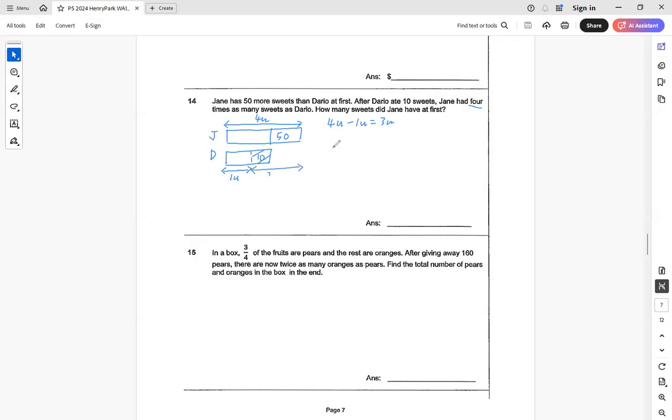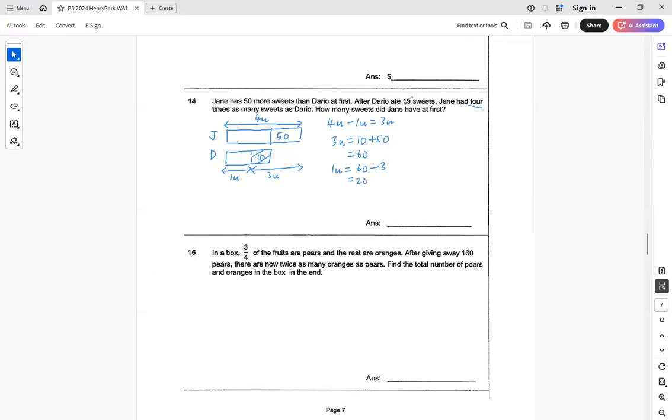So let me label. So how to find the 3 units? It's just 10 plus 50. So let me write that down. 3u equals to 10 plus 50. That will be 60. Always find 1 unit. I take 60 divided by 3. That will give me 20 for 1 unit.